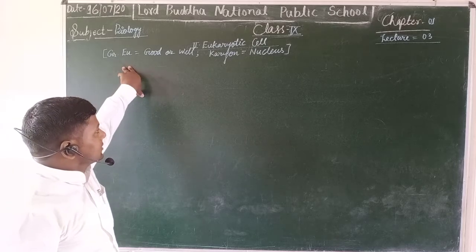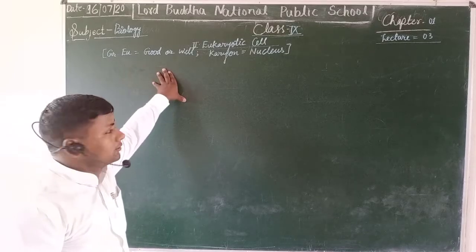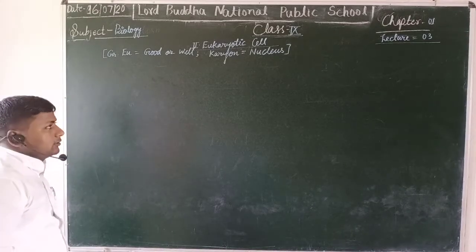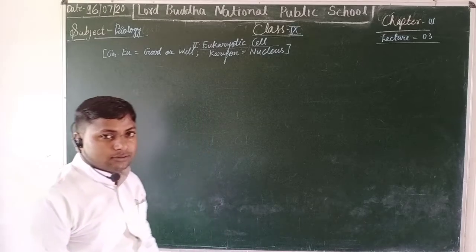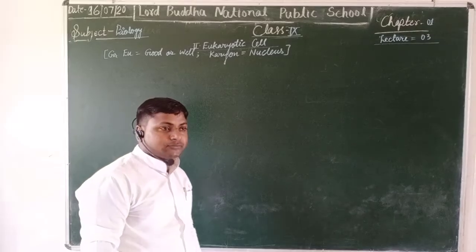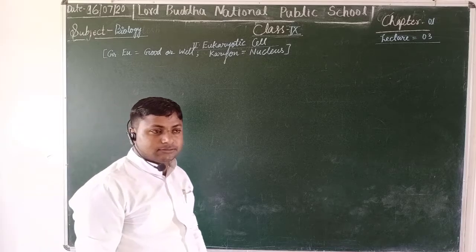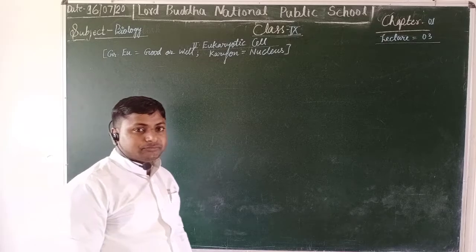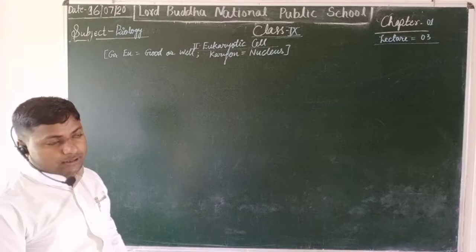the term eukaryotic is also taken from the Greek word eu, which means good or well, and karyon means nucleus. It means eukaryotic cells are the kind of cells that contain a well developed nucleus. In such cells a nuclear membrane is present, that's why the nuclear material, that is nucleoplasm, and the cytoplasm are separated.